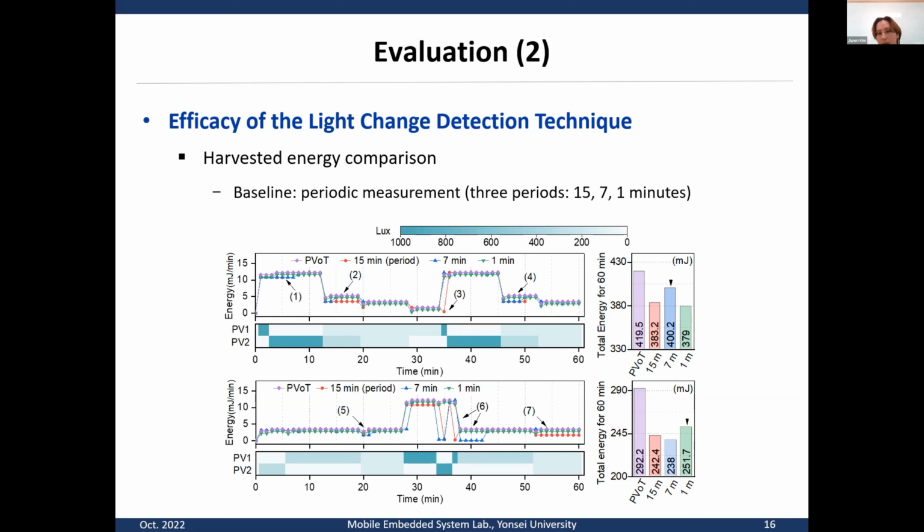The existing techniques typically determine a period and measure the harvesting capability periodically. We compared our event-driven measurement to periodic measurements with 3 periods. The figure shows the result in 2 cases. The indoor light changes in an irregular pattern, so the effective period is dynamically changing. As a result, our event-driven measurement technique is more energy efficient than the others under both conditions.